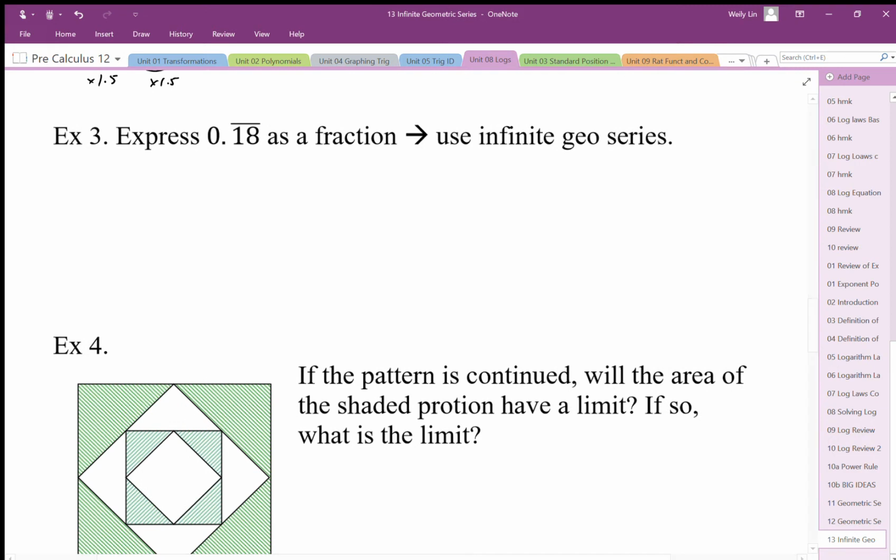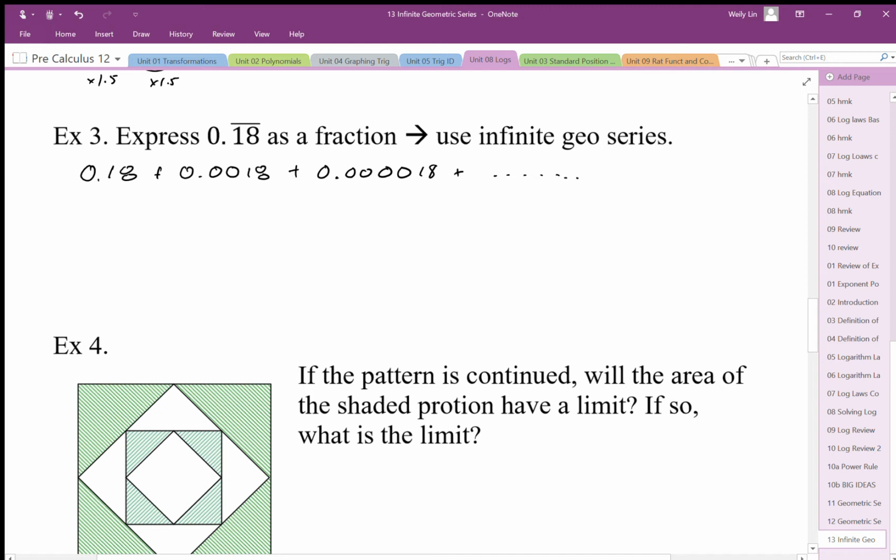So showing 0.18 repeating as a fraction, we can do this using an infinite geometric series, and I'll show you how. So this fraction really is 0.18 plus 0.0018 plus 0.000018 plus ... and it's going infinitely.